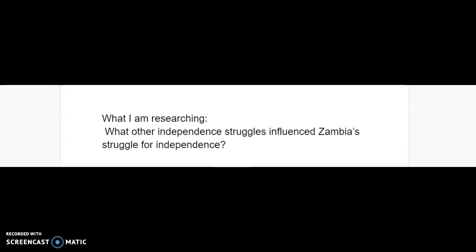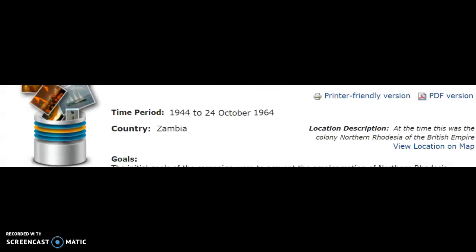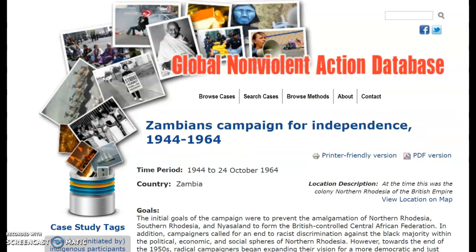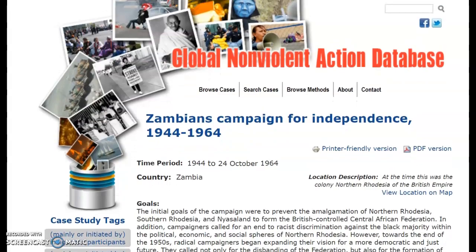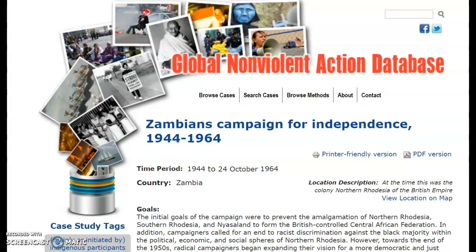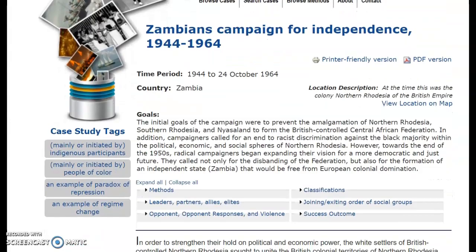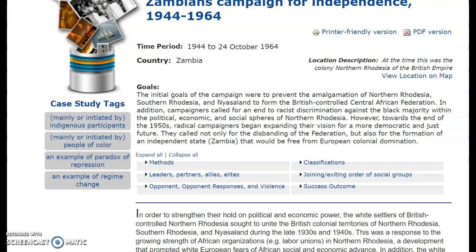What other independence struggles influenced Zambia's struggle for independence? The first thing I need to do is find my sources. So here are some sources that I have found. This first one is the Global Nonviolent Action Database. This database might be helpful for you also. Zambia's campaign for independence. So I'm going to want to annotate everything I'm reading while I go through this. Now, clearly for the purposes of this video, I'm going to shorten the amount of annotating I'm doing. I don't have time to go through all of this in one video, but I do want to start off right from the beginning here.